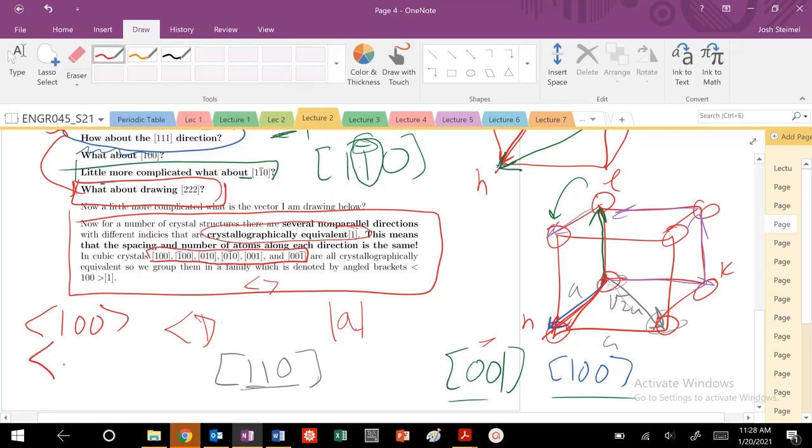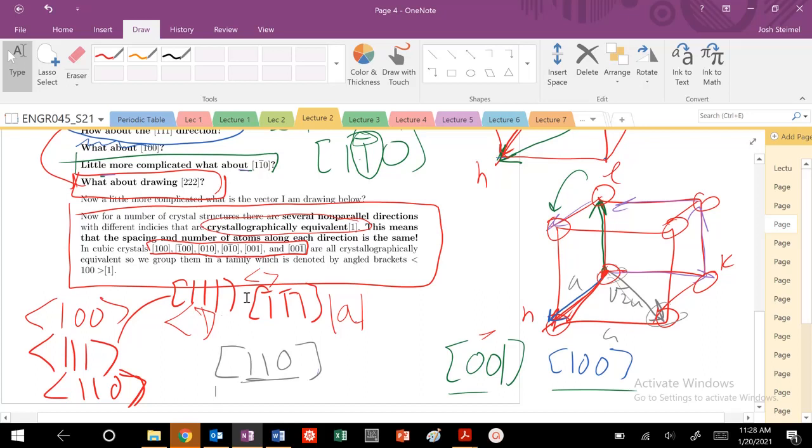We also could have 1, 1, 1. So that would include 1, 1, 1, et cetera, et cetera. And we could also have these 1, 1, 0 directions. So those families as well. So there are different families of directions, and some of these families of directions are going to be very important because they're going to be called close-packed directions.